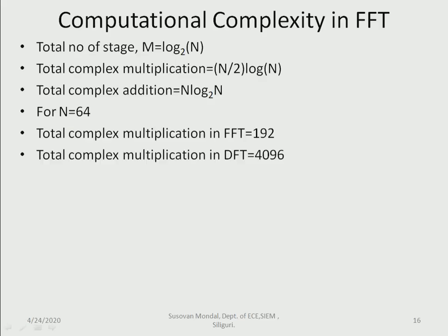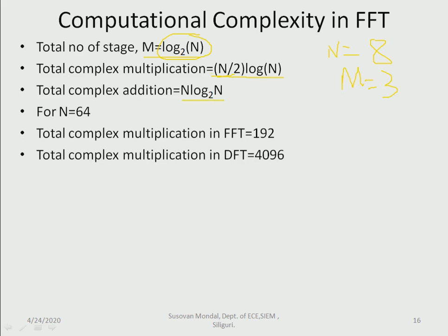The number of stages in the case of DIT FFT or any FFT is just log n. Suppose we have n equal to 8, then the capital M is nothing but 3. From the previous diagram we can clearly see that for n equal to 8 we have a total of 3 stages. So the total number of stages is capital M, and in each stage the number of complex multiplications will be n by 2. We already discussed this. So this is the total number of complex multiplications, and this is the total number of complex additions.